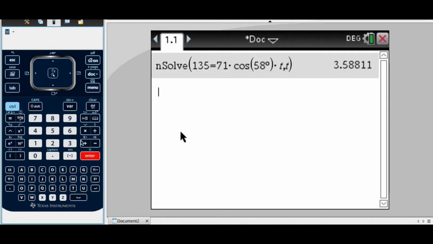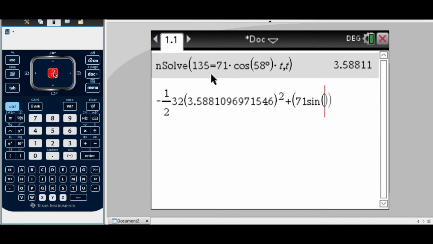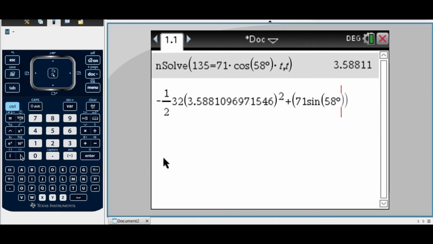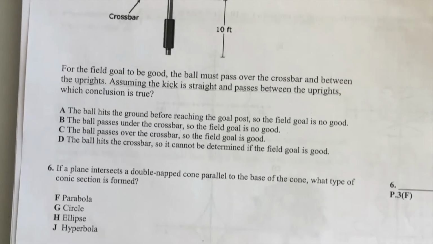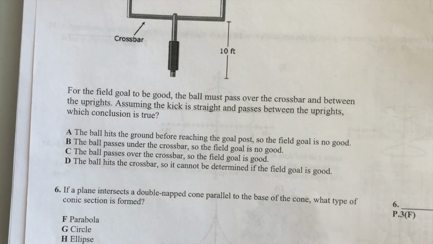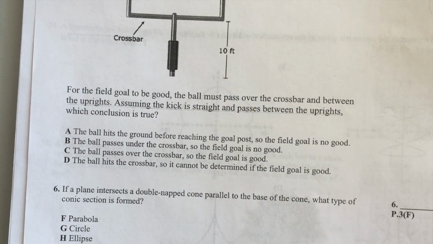And then that'll give you the t, and then you plug it into the y equation, so half 32, and then you take the t value and just copy and paste it straight into the equation to avoid any rounding errors. And then you plug in the other values, 71 sine 58 degrees, and then t again, and then plus 0, but since it's just 0, it's optional, you don't have to put it, but you can if you want to. And then that'll give you 10.05, which means it'll barely hit the crossbar, and your answer will be D.